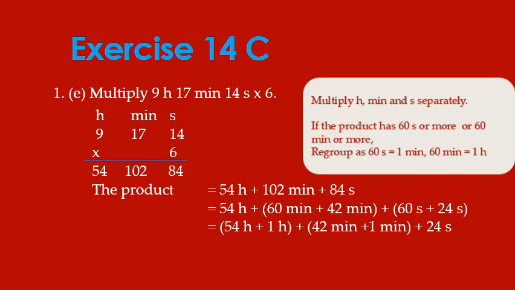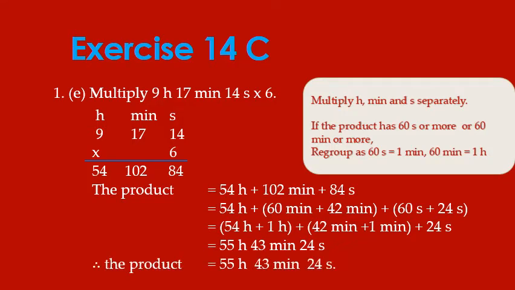Now, let's add hours, minutes and seconds. 55 hours, 42 plus 1 minutes is 43 minutes, and 24 seconds. So the product is equal to 55 hours, 43 minutes, 24 seconds.